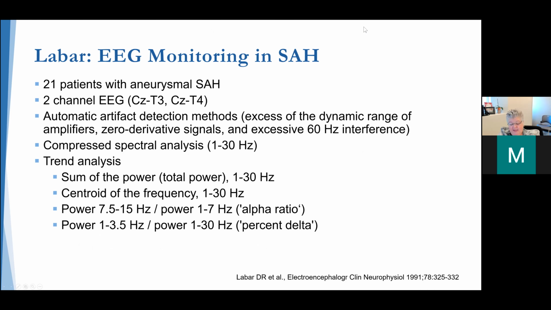So EEG can be done at the bedside and has been recognized for many years as a potential useful test in monitoring for ischemia. The first studies were done by Labar et al. back in the 1990s, and they looked at 20 patients with aneurysmal subarachnoid hemorrhage using just 2-channel EEG, and they performed a compressed spectral analysis from 1 to 30 hertz, and some trend analysis that included looking at things like the power bands, fast activity to slow activity, or slow activity compared to the total EEG or percent delta.